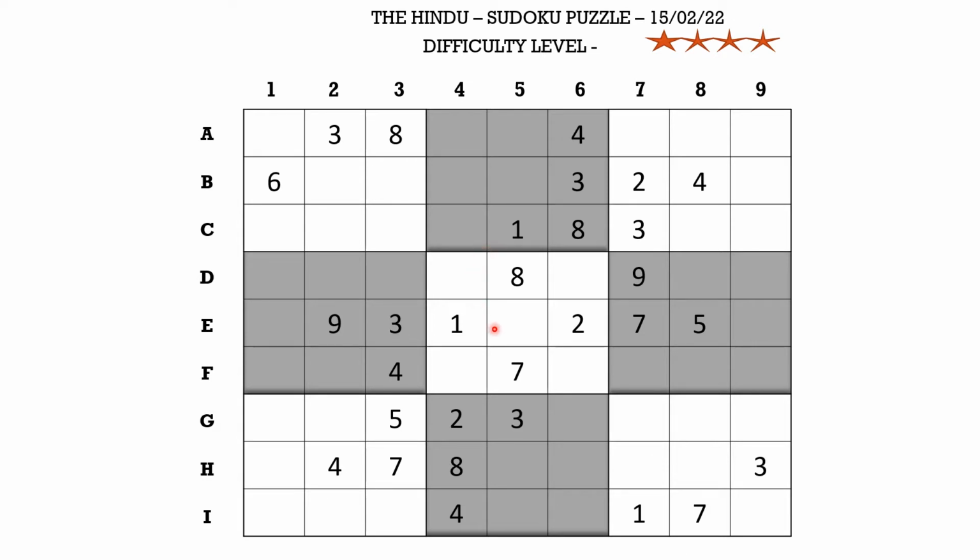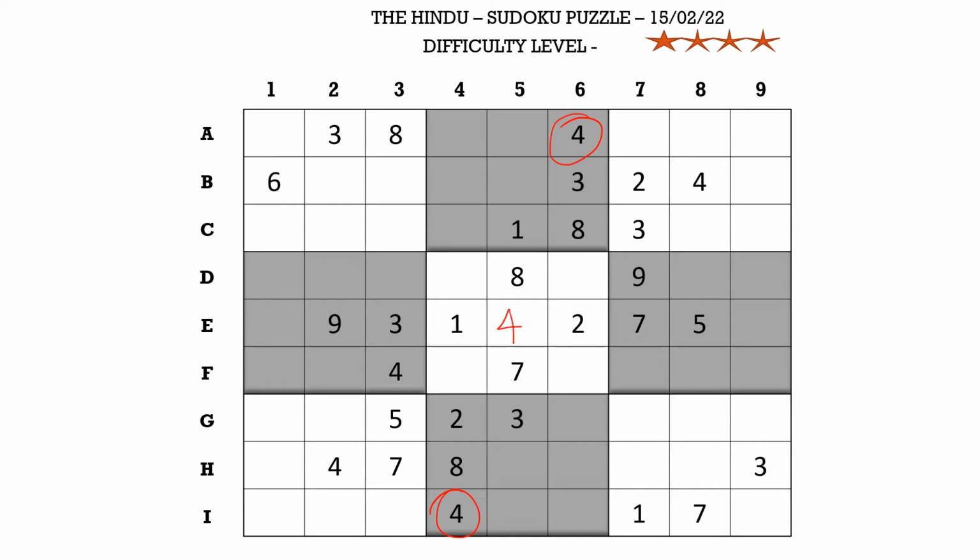Okay, let's start with the E row as usual. We have a 4 here in column C, and a 4 in column 4. So these two 4s block these cells. So 4 goes here in E5.